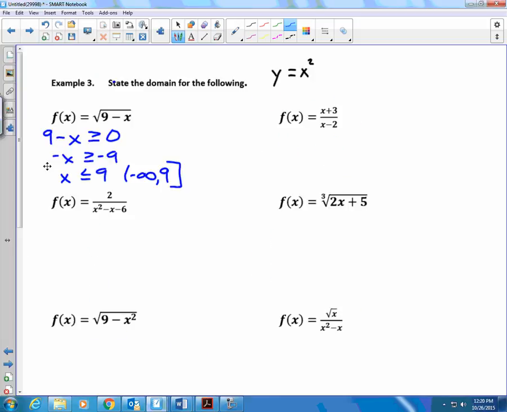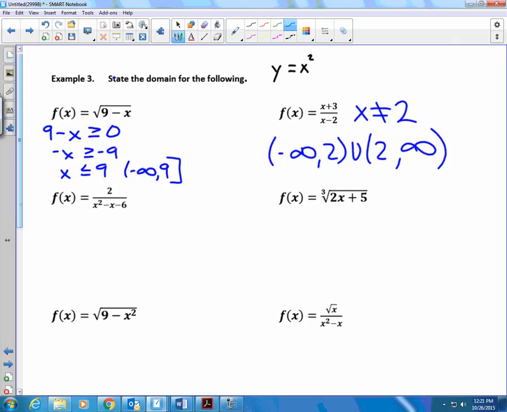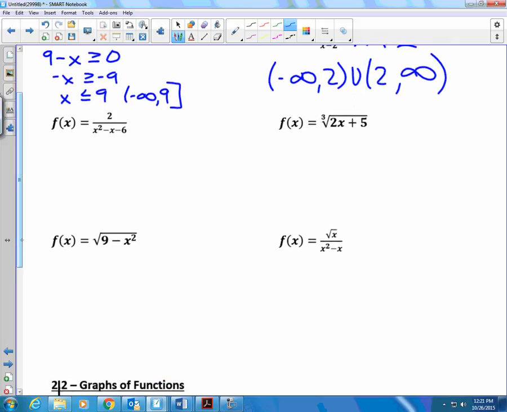Okay, so we go back and we look at it. What is a number that you would plug in for x that would give you 0 in the denominator? 2. So x cannot equal 2. You can write that for the domain, or you can write from negative infinity to 2, union with 2 to infinity. Either one is fine. What's different about the next example?